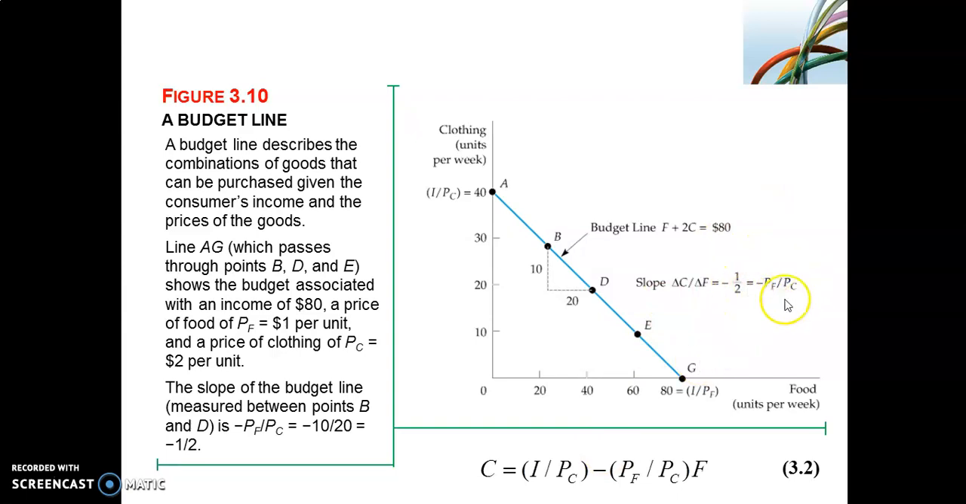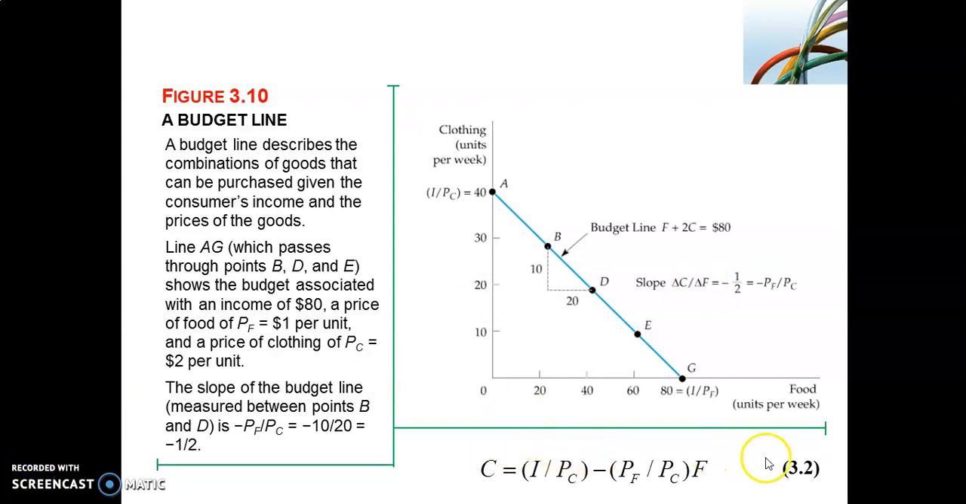But if you look at it, it is also given as the negative ratio of the prices. And it is always the negative of the price of the good on the horizontal axis divided by the price of the good on the vertical axis. So in this case, the negative of the ratio of the price of food divided by the price of clothing, and that will yield the slope of the budget line.